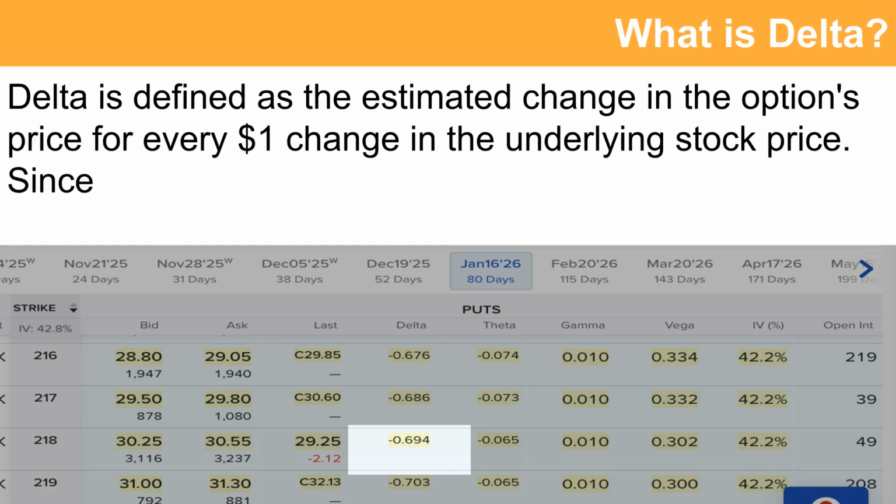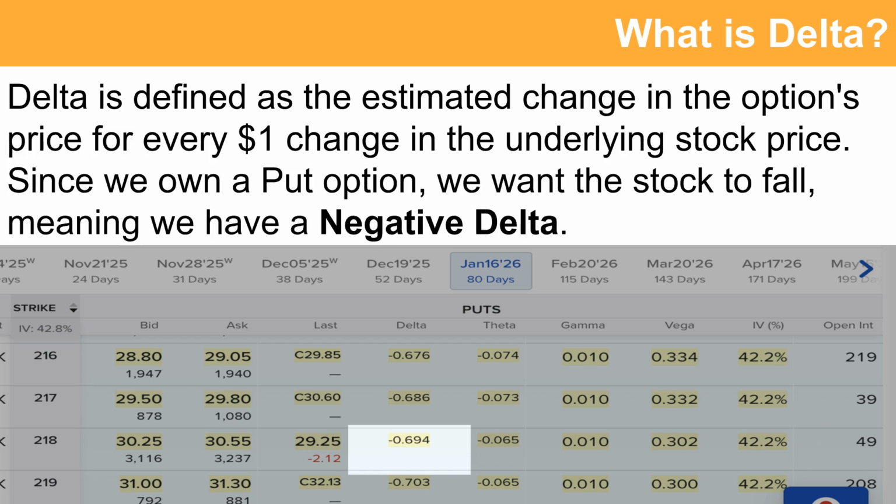Delta is defined as the estimated change in the option's price for every $1 change in the underlying stock price. So in our example, the underlying stock price is NVIDIA's stock price. Since we own the $218 put option, we want the stock price to fall, meaning that we have negative delta. So as you can see from this option quote, the delta for our $218 put option is negative 0.694.